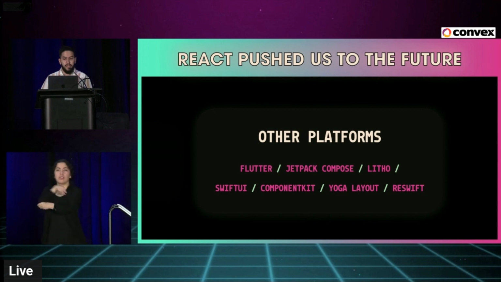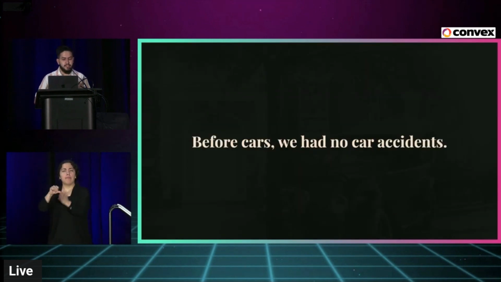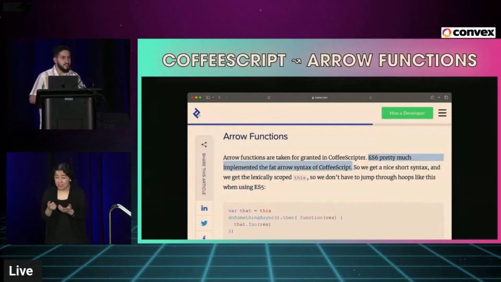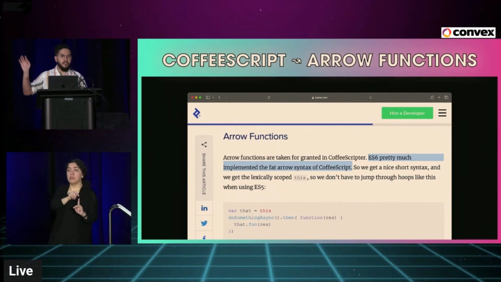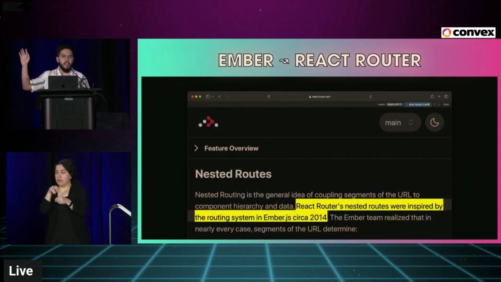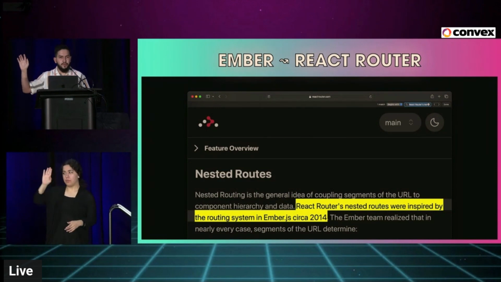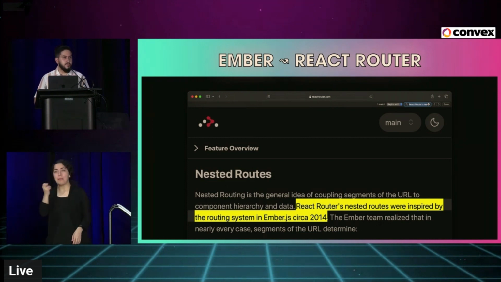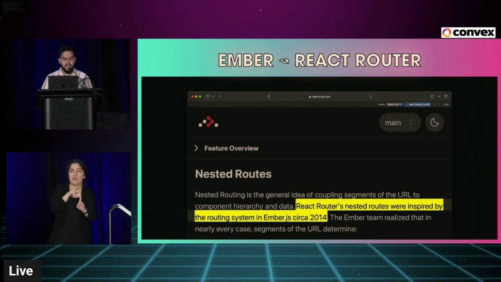And the reason why I highlight this is that it's easy that we come up with things like, before cars, we had no car accidents. And one example I can give outside of the React realm is, who here has done CoffeeScript before? So yeah, few hands. A lot of people don't know it, and a lot of people actually hate it, but it was CoffeeScript that inspired the arrow function syntax that we got in ES6. This one is going to be, who here has ever done Ember before? Yeah, like 10 people. So one of the most popular routers in the React community, React Router, borrows a lot of inspiration from what the Ember router was doing back in 2014. So that's massive.